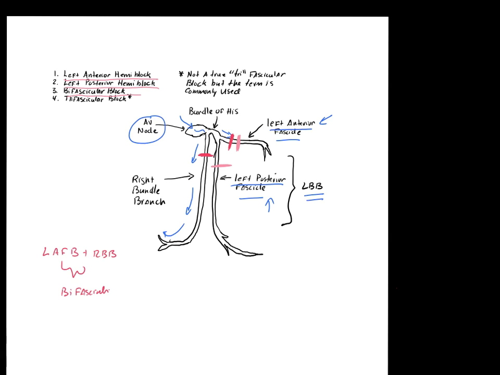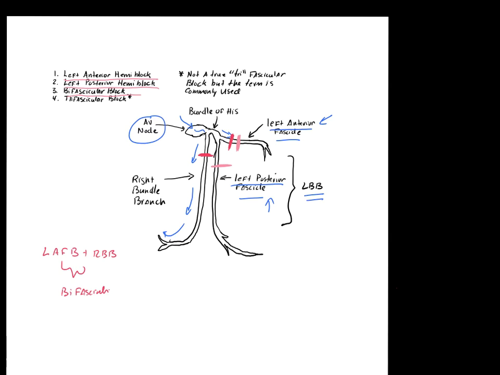Are you guys okay with the terminology there? It does not mean a blockage of both the left anterior and the left posterior fascicle. Because if I blocked both the left anterior and the left posterior, what kind of block would I have? A left bundle branch, right? So a bifascicular is a right bundle branch plus a fascicular hemiblock. Does that make sense? Okay.